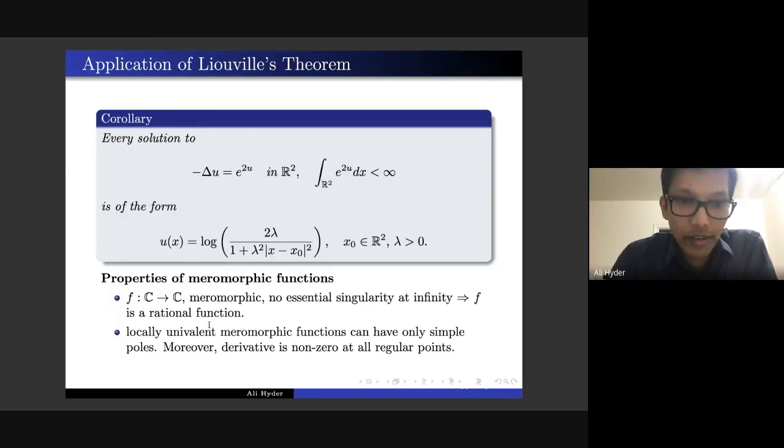Next, if f is locally injective, then it can have only simple poles, and at the regular points, the derivative should be non-zero, because if the derivative is 0, then the function behaves like z squared or z cubed at that point, and that would violate the local injectivity condition. And these two properties will be used in the next slides.